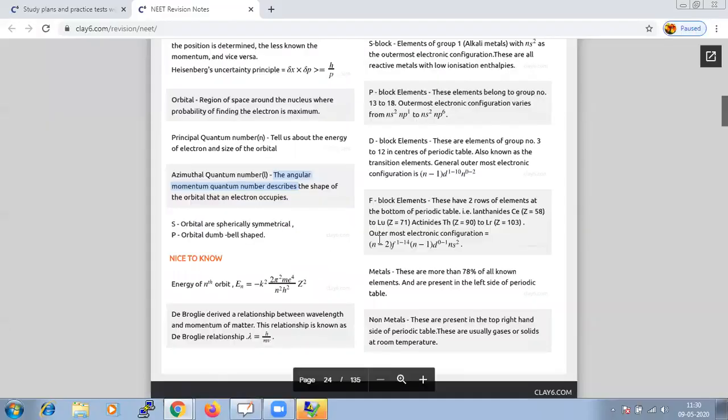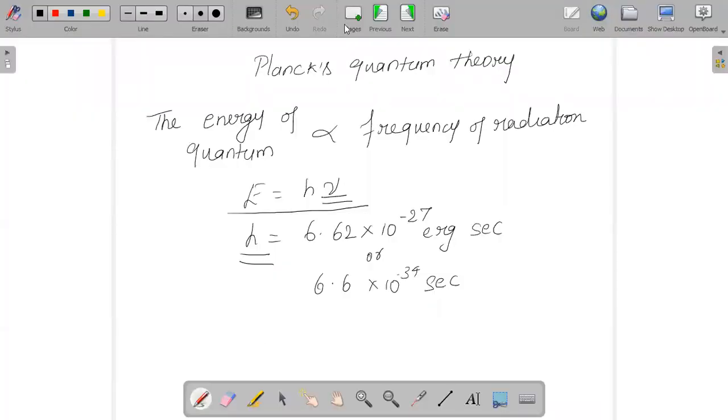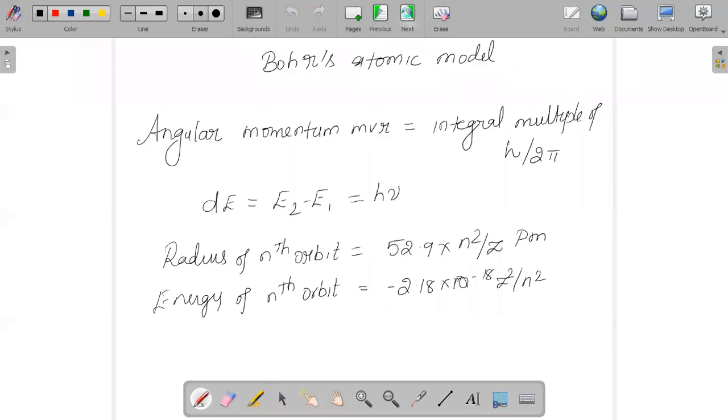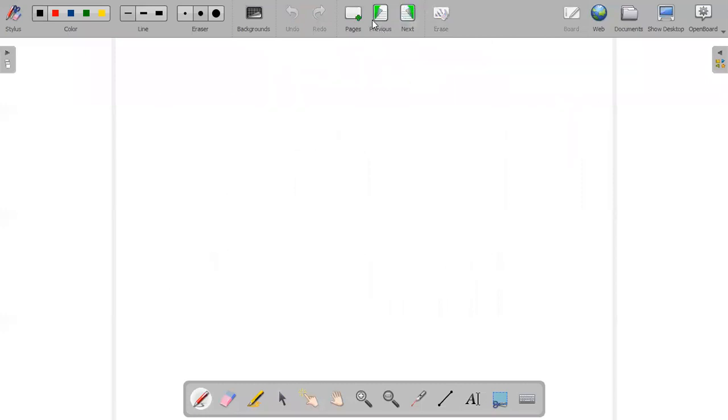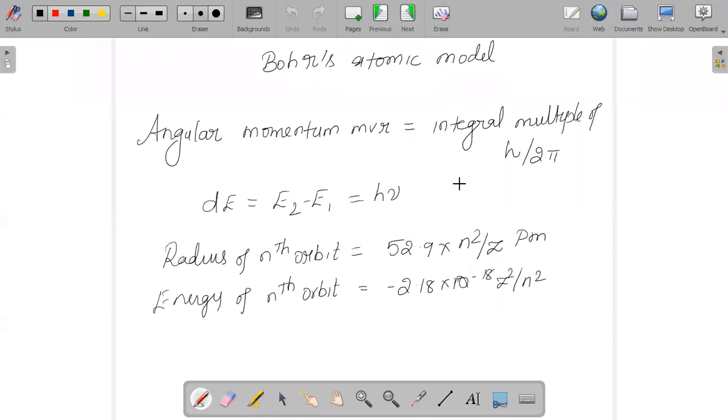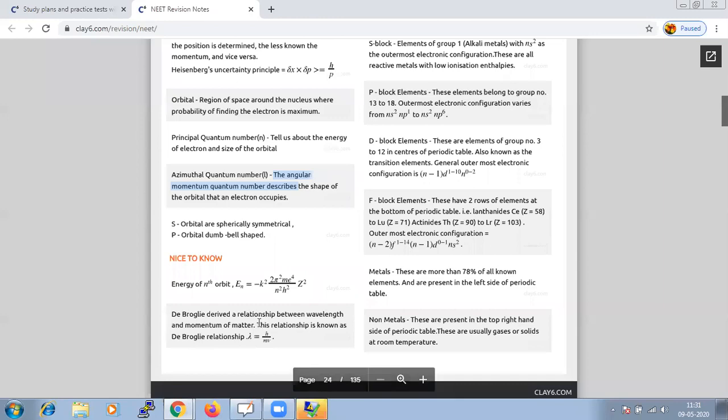And next we have to talk about de Broglie, who derived a relation between the wavelength and momentum of matter, and the relation says lambda is equal to h by m v. So de Broglie's relation is lambda is equal to h by m v. Angular momentum, you can relate it to this relationship.